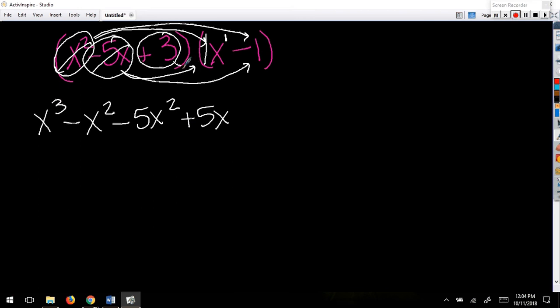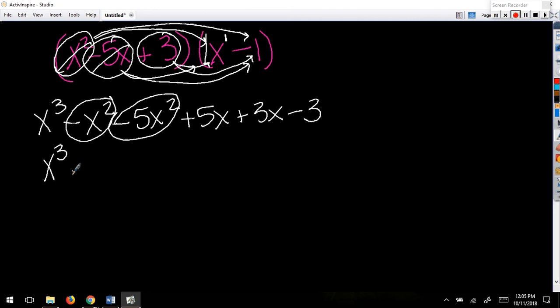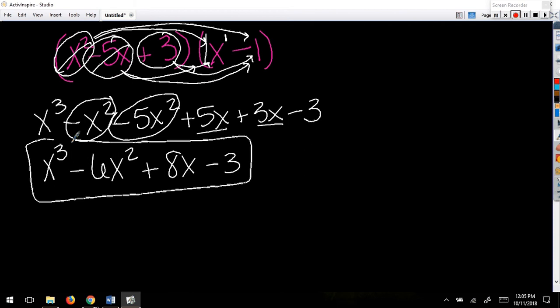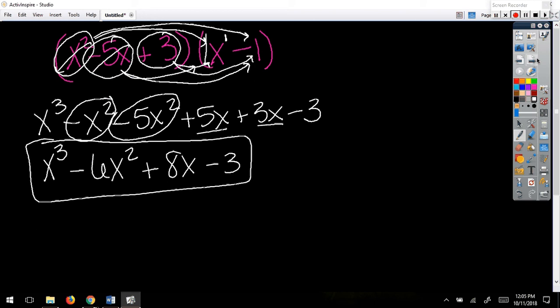And we've got this 3. So 3 times x is 3x. And 3 times negative 1 is negative 3. So we'll gather our like terms together. We have the x cubed, negative x squared, and negative 5x squared would give me negative 6x squared. 5x and 3x would give me 8x. And then the minus 3 on the end. Okay, I hope you got that one right. And if you didn't, I hope you see where you messed up and can fix it for next time.